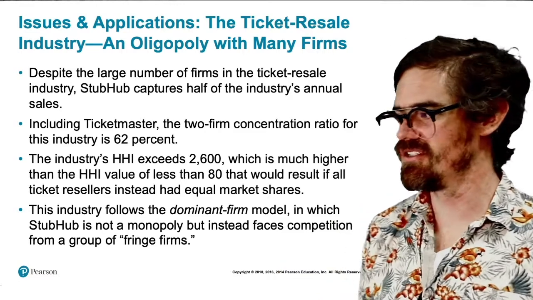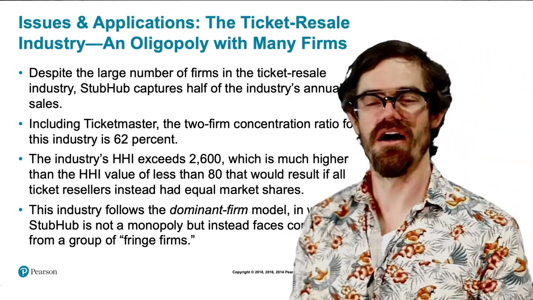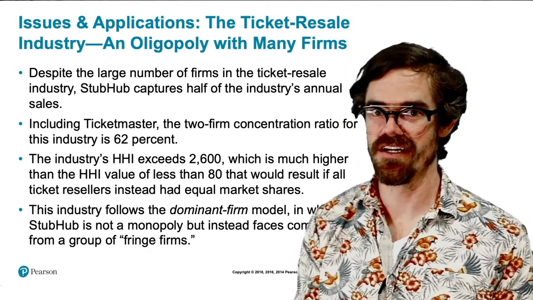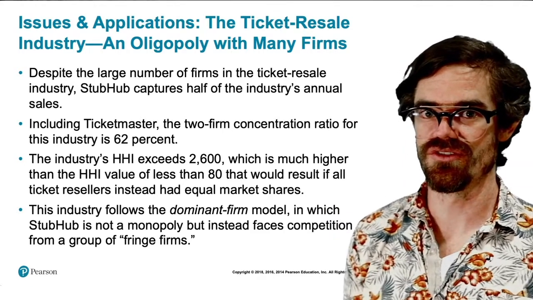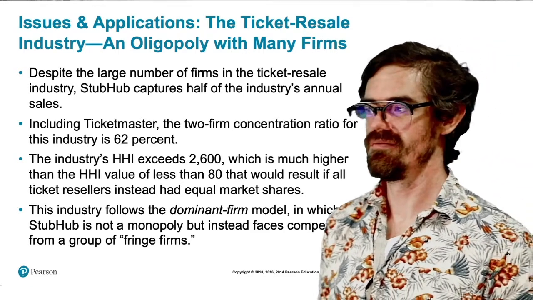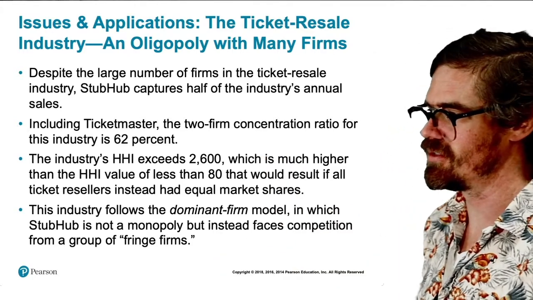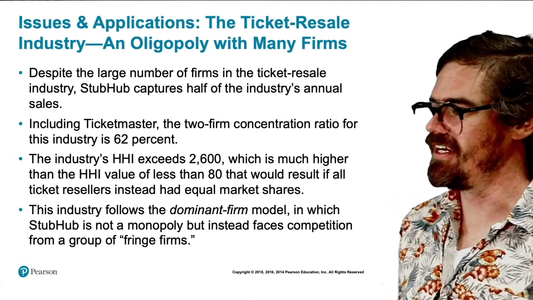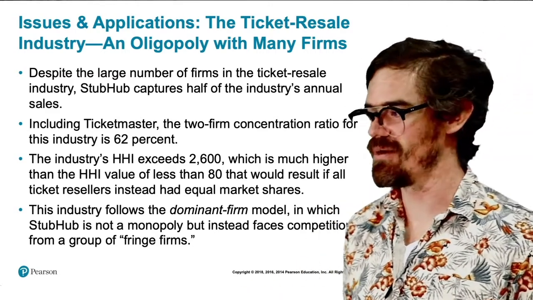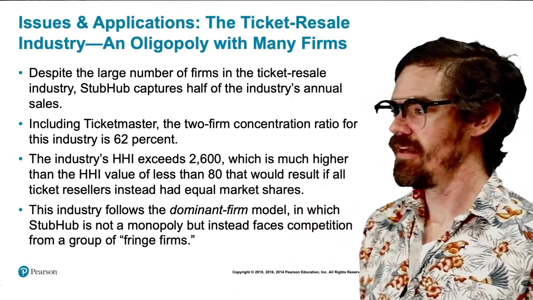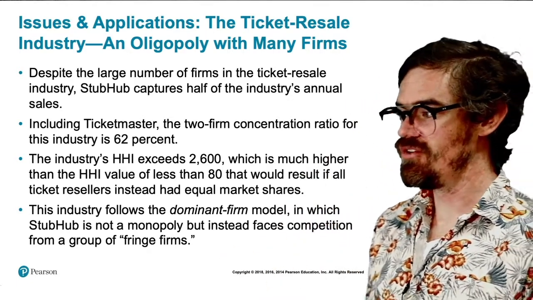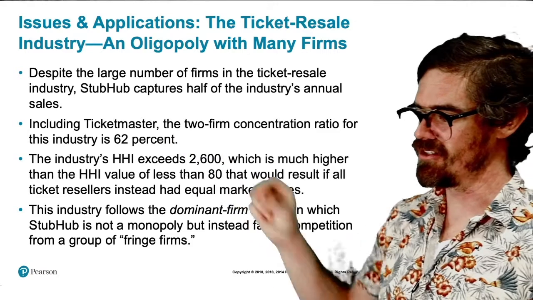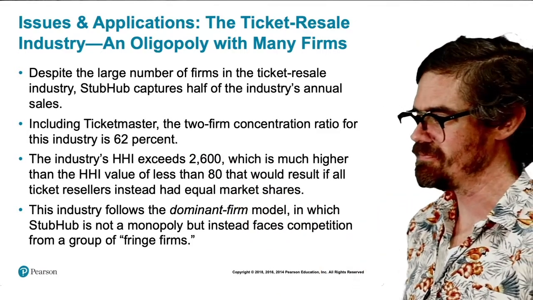All right, and then let's go back to this ticket resale industry, right? 130 ticket resellers. So it sounds like a lot of firms, right? But as it turns out, it's not a very competitive type of industry. So it's actually much closer to oligopoly, even though there seems to be a relatively large number of firms, right? So despite the large number of firms in the ticket resale industry, StubHub captures half of the industry's annual sales. So StubHub by itself captures 50% of the industry's sales. Now, if you include Ticketmaster in there, the two-firm concentration ratio for this industry is 62%, which means Ticketmaster accounts for 12% of industry sales.